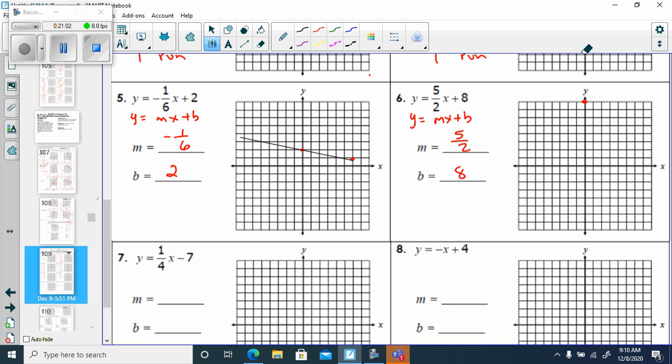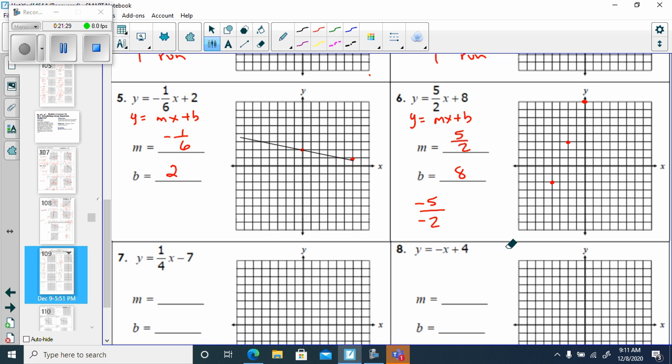I'll be needing to go up 5 and over 2, but I don't have anywhere to do that up here. Isn't a negative 5 over a negative 2 the same as a positive 5/2? Negative divided by negative is a positive. So let's do this. Let's go down 5. 1, 2, 3, 4, 5, and back 2.